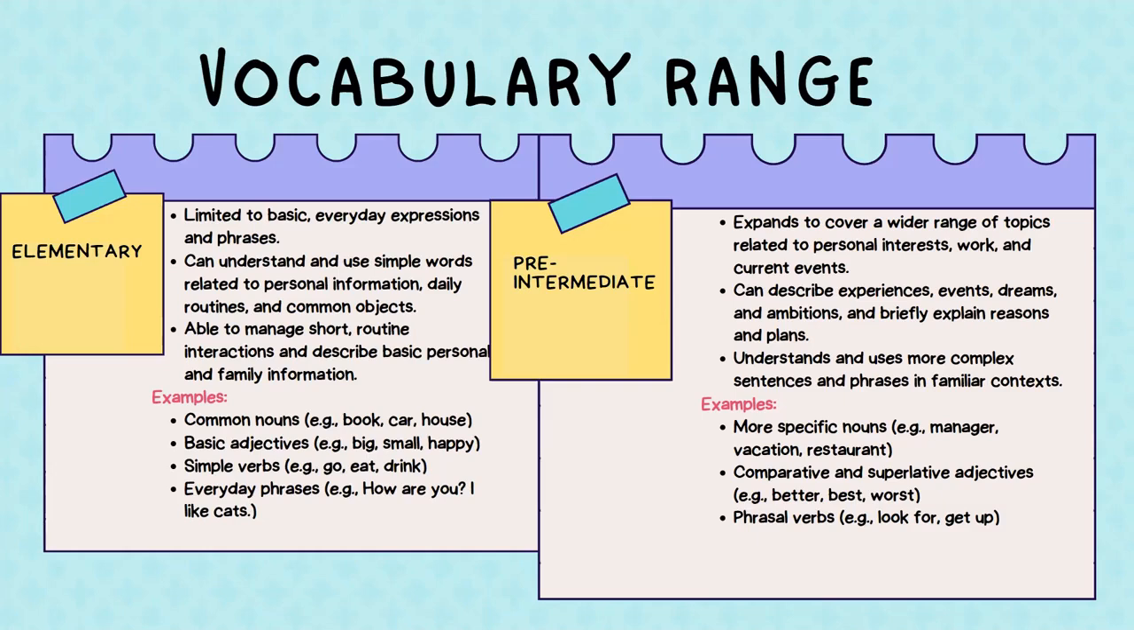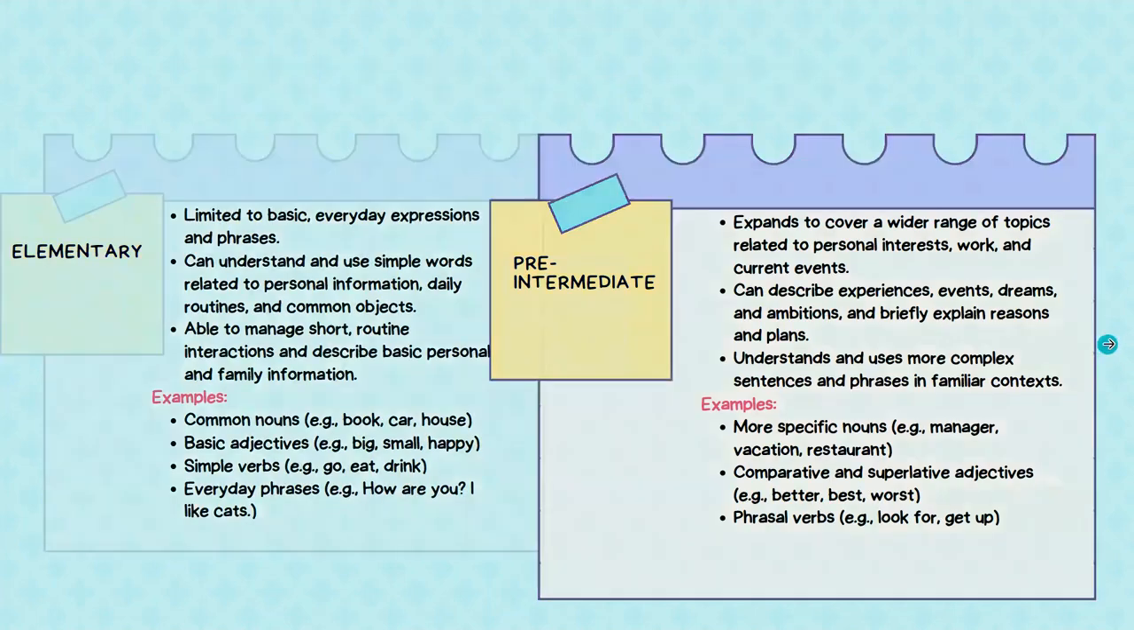Pre-intermediate level students expand to cover a wider range of topics related to personal interests, work, and current events. They can already describe experiences, events, dreams, ambitions, and they can talk about reasons and plans. They understand and use more complex sentences and phrases, but in very familiar contexts. These are more specific nouns, comparatives and superlatives of adjectives, and some phrasal verbs.